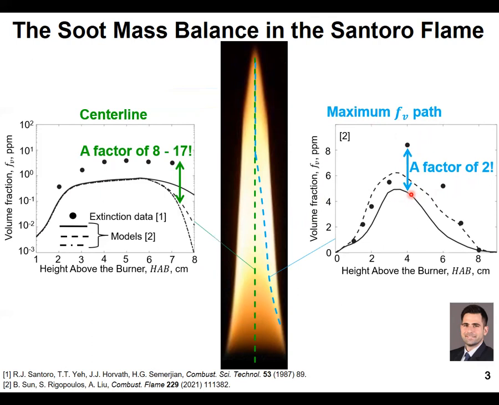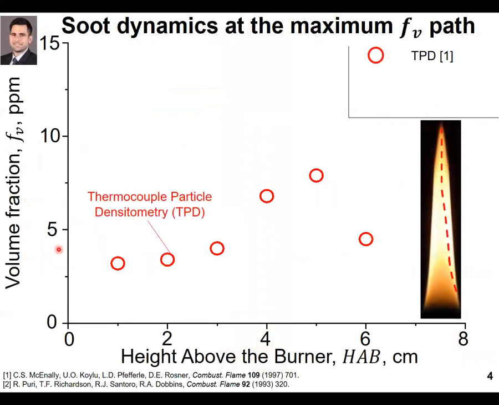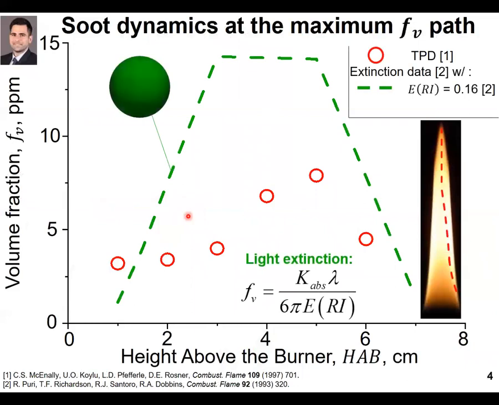This motivated us to look more closely into the derivation of the soot volume fractions from light extinction data. So we compared them to the soot volume fraction shown here in the y-axis, measured as a function of the height above the burner at the maximum volume fraction path of the Santoro flame using thermocouple particle densitometry. These measurements do not rely on any assumptions regarding the soot morphology or composition. However, combustion models are commonly benchmarked using the soot volume fractions that are derived using light extinction data.